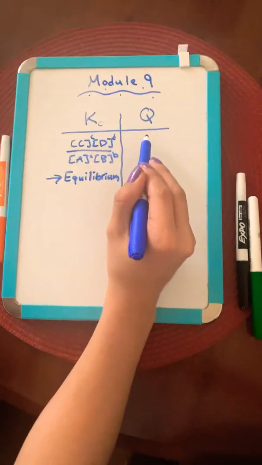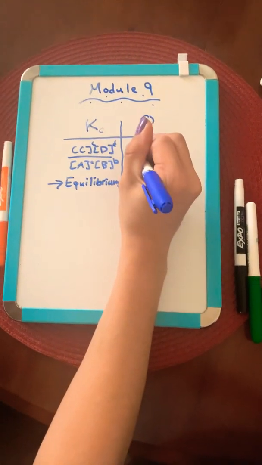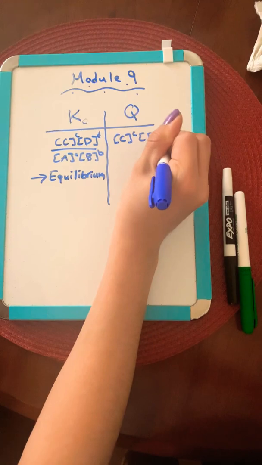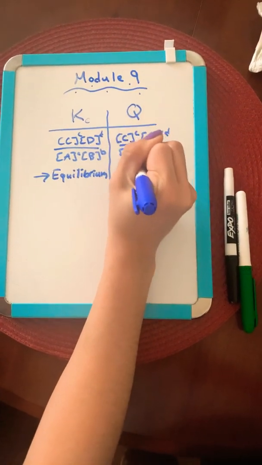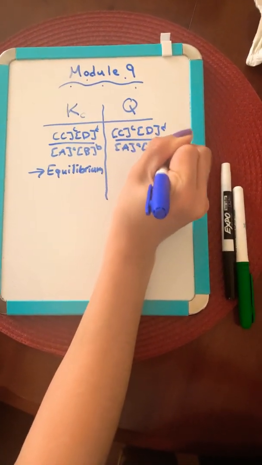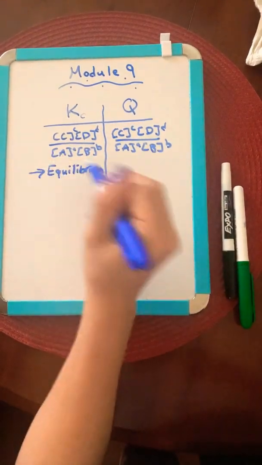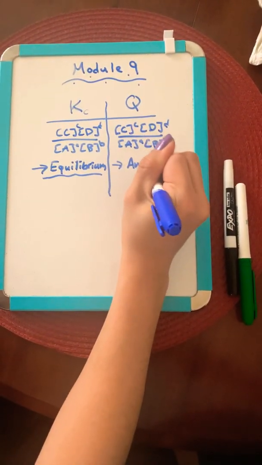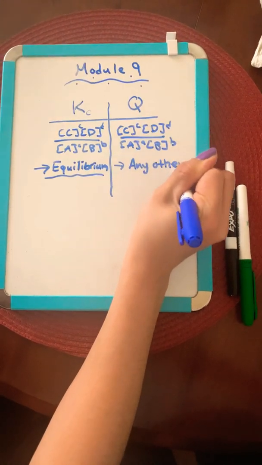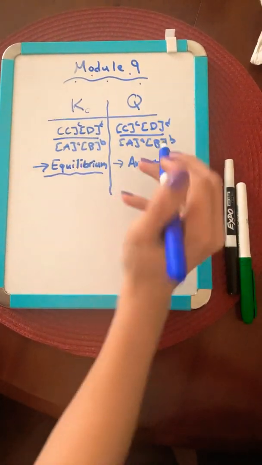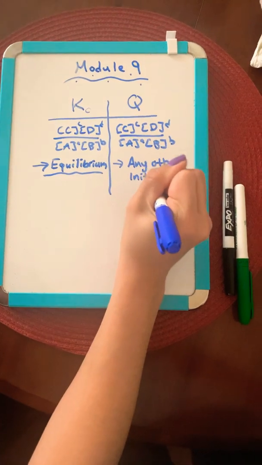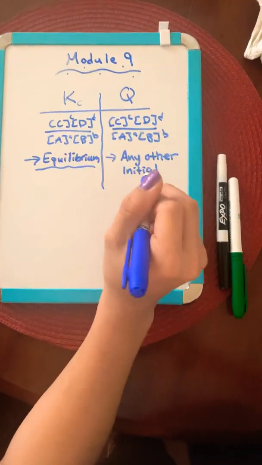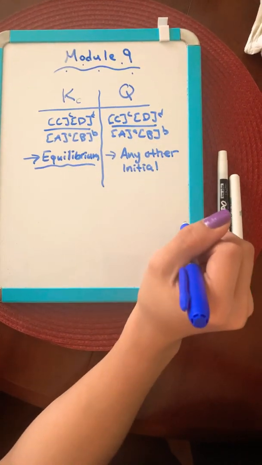But with Q, as you might have noticed in the workbook, it actually has the exact same equation, which is products over reagents. And you're saying, so what's the difference? While K is only at equilibrium, Q is evaluated at any other condition, literally at any other time besides equilibrium. Most of the time, they're going to give you initial conditions or anything else besides equilibrium. So that's really the main difference between K and Q.